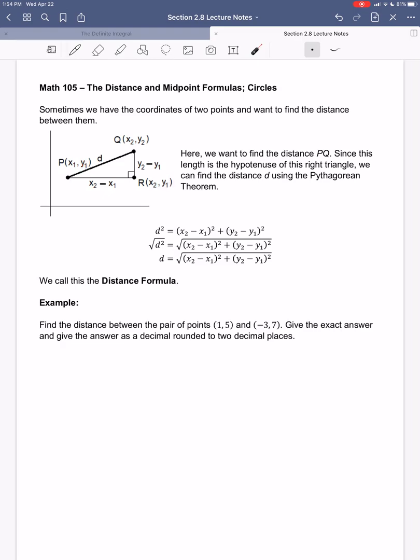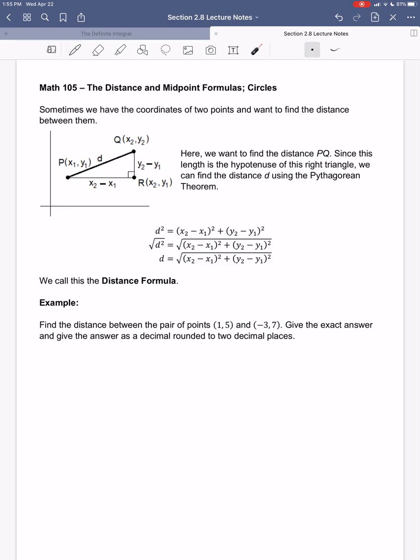The same sort of thing happens with Q and R. If I extend that, I get to the same point on the x-axis. So the x-coordinate of Q, x2, that must be the x-coordinate of R. So that's how I got these coordinates of R. It's the same x-coordinate as Q and the same y-coordinate as P.